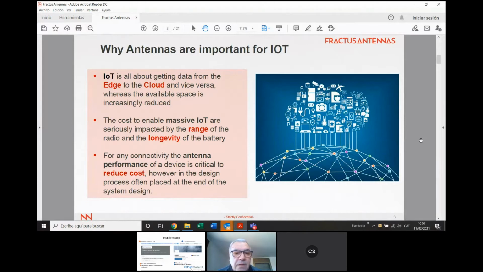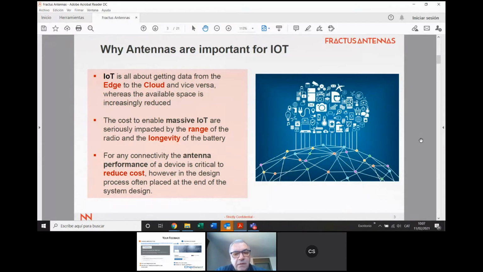In some cases, it's a trade-off, because the better the range of the antenna, the longer the battery will last. In any case, what is important, and I will emphasize it in all the presentation, is the antenna performance to reduce cost in your device. And here is the most important thing. In this technology, it is important to understand that the antenna has to be the first element to be located in the new design, in the PCB.